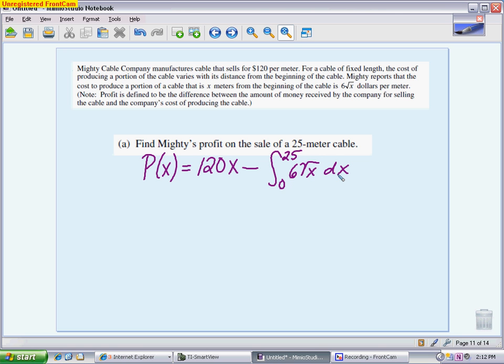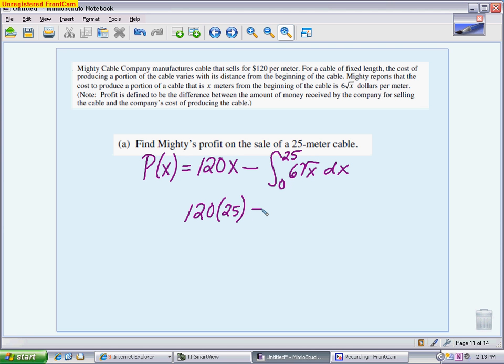Because we are going to integrate the rate of the cost. It's 6 radical X dollars per meter. If I integrate that from 0 to 25, that is the length of my cable, that will tell me how much it costs to produce this particular cable. So I'm going to put in 25 for X, so I have 120 times 25. And then I'm going to do this on my calculator.